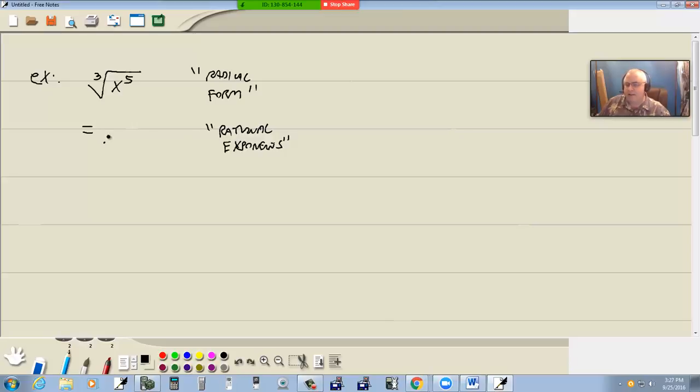Now I can rewrite this as x to the 5 over 3 power. Now rational exponent means fractional powers. And how it works is whatever power's inside here always goes up on top. If there is no power, then by default you put a 1 up on top. The index, whatever number is in that slot, is what comes down here to the denominator.